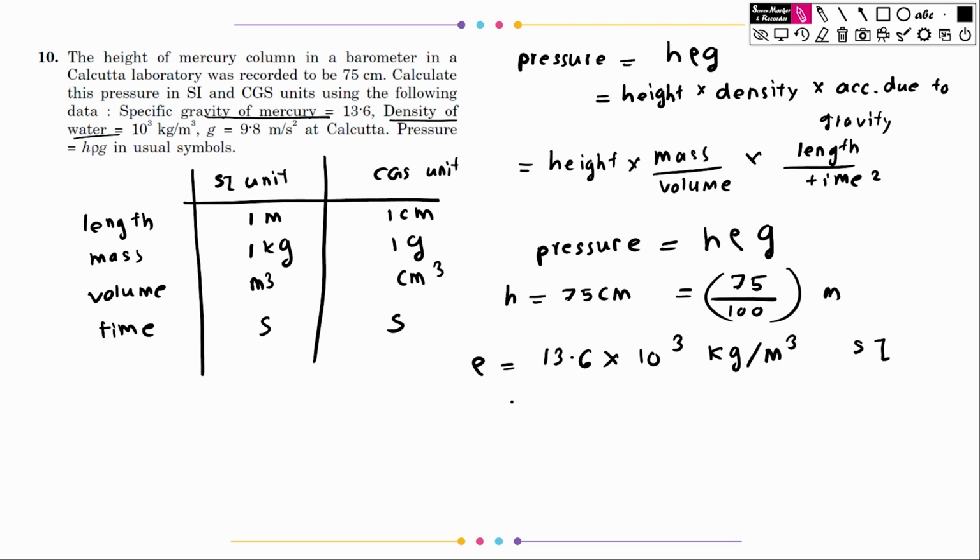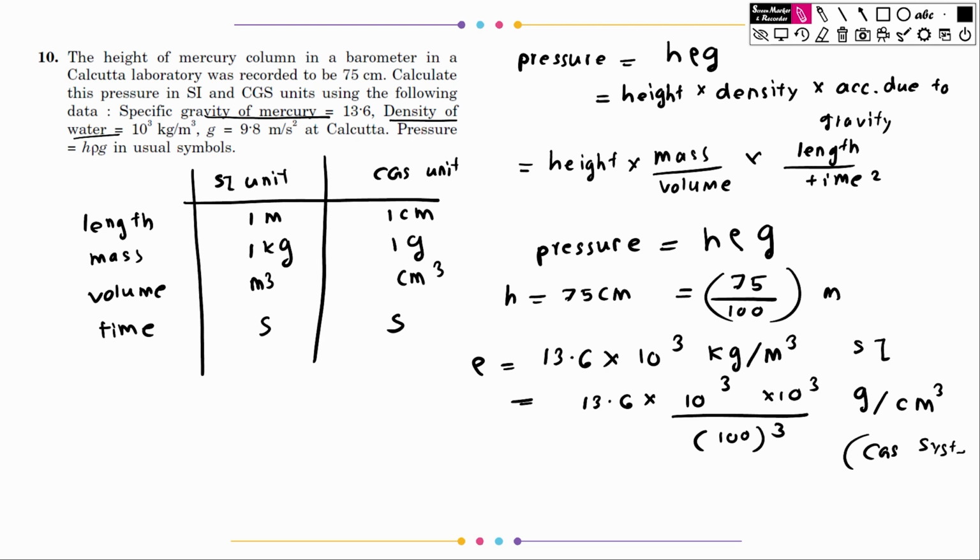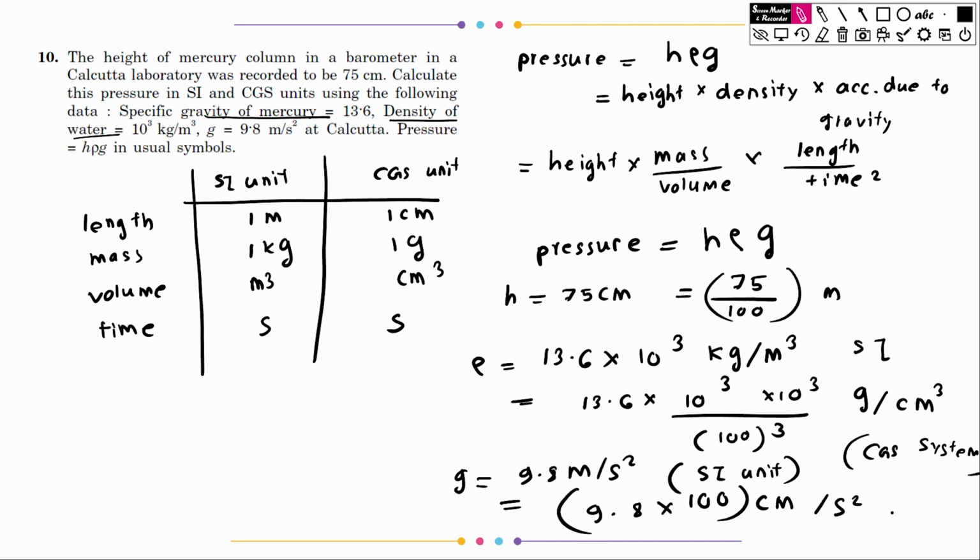This is in SI unit. If we convert it in CGS unit, it will be 13.6 into 10 power 3 into 10 power 3 divided by 100 cube gram per centimeter cube. This is in CGS system. And finally comes acceleration due to gravity. It is given as 9.8 meter per second square, so again, it is in SI unit. If we convert it in CGS unit, it will be 9.8 into 100 centimeter per second square. This is in CGS system.